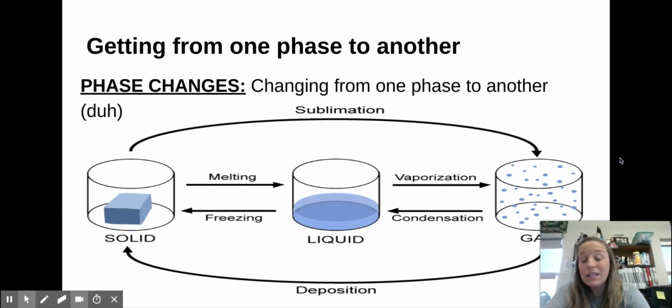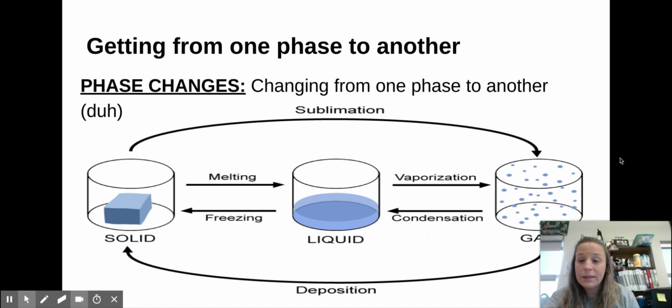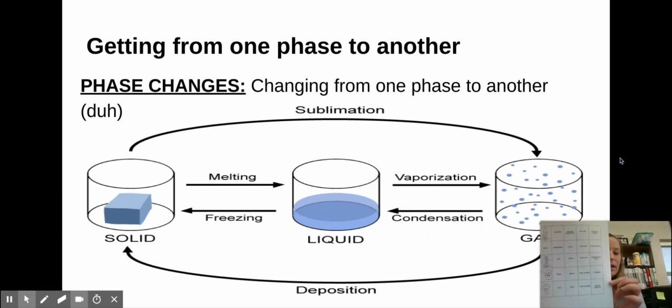An example of that you see all the time is frost on leaves. All that water vapor in the air gets cold at night and instantly freezes on leaves, and that is deposition. Now you're going to do a little bit of practice. On that back table, you are going to find a page that looks like this.